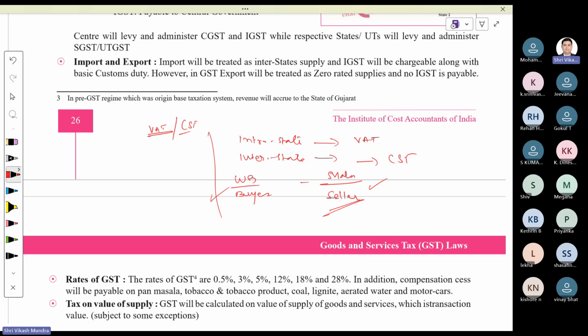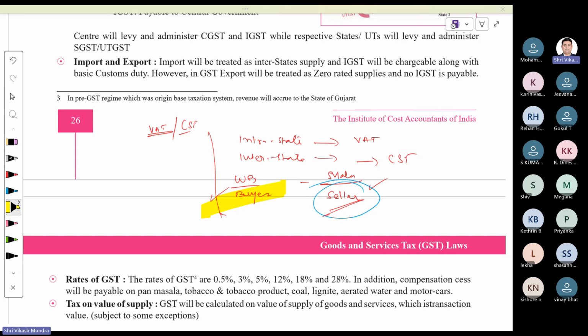That means where goods are supposed to be consumed, that state government is eligible to collect that revenue. Pre-GST, the seller state was eligible to collect the money. After GST, the buyer state is supposed to collect that tax money. The buyer state is entitled to get the revenue of this GST in this type of transaction. Is it clear?